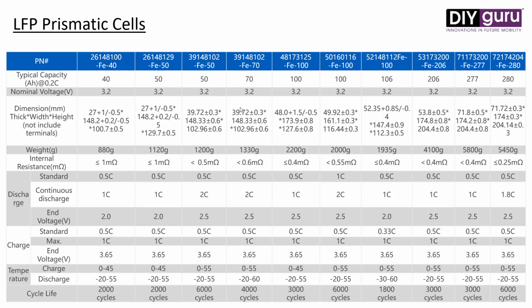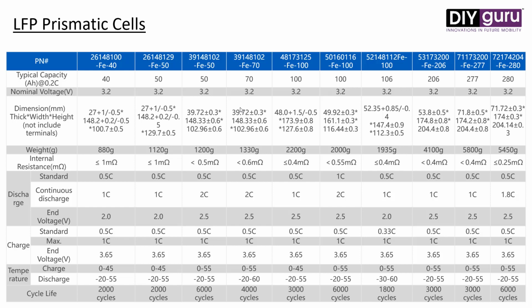And the peak voltage, the maximum voltage to which it could be charged, is 3.65. Charging temperature is 0 to 45 and discharging is between 20 to 55. Same, it also has a larger number of cycles, which could go as high as 6000 cycles.